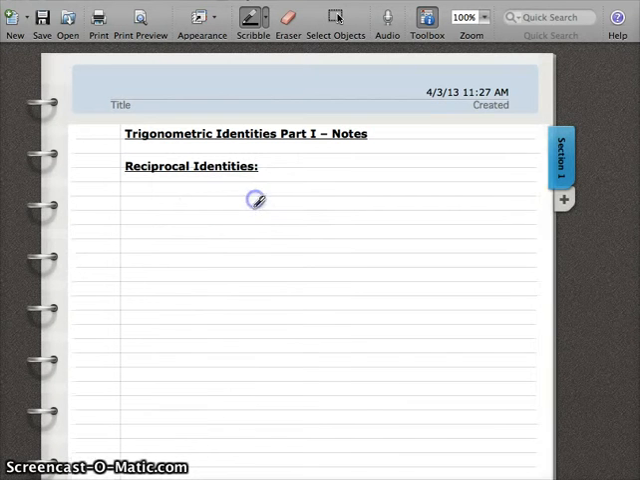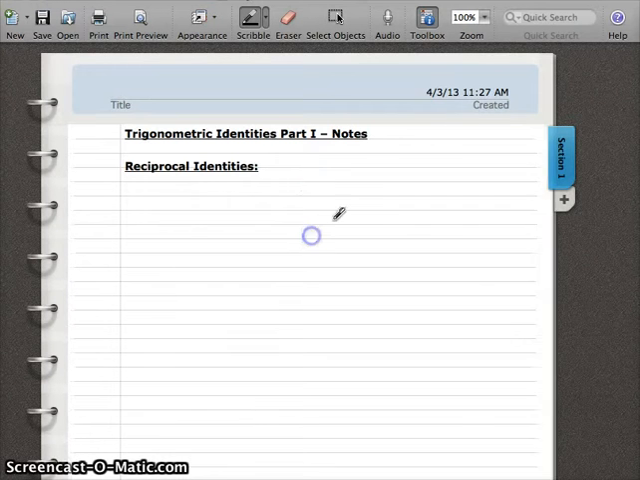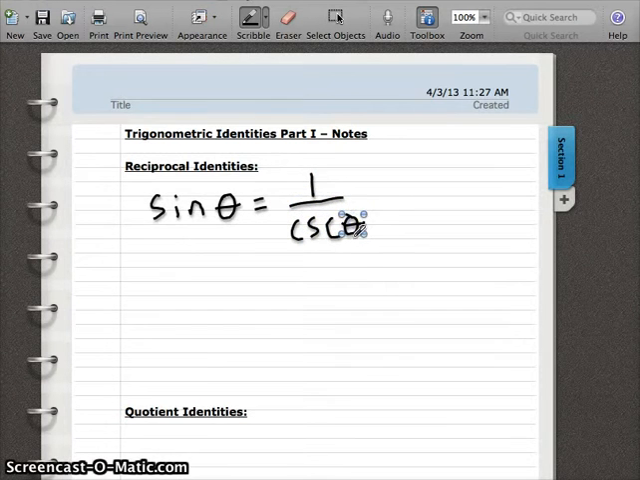Sine is equal to the reciprocal of cosecant. So cosecant and sine are reciprocals of each other. And so if you know your sine ratio of an angle, if you flip that ratio, you get the cosecant ratio. So it could also be said that cosecant would be equal to 1 over sine.